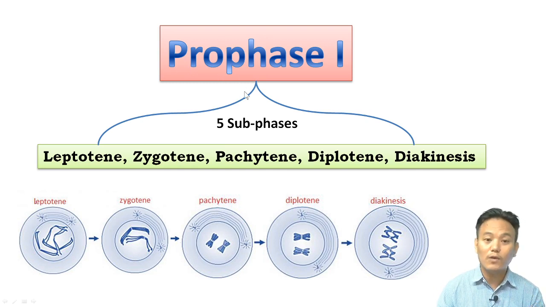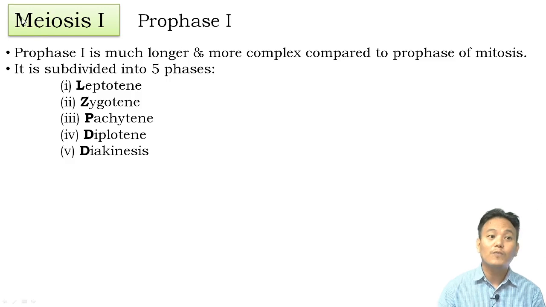The prophase 1 has 5 subphases. So it is a little bit complex, right? But you have to pay attention. The prophase 1 of meiosis 1, simply called prophase 1, is much longer and more complex compared to the prophase of mitosis.